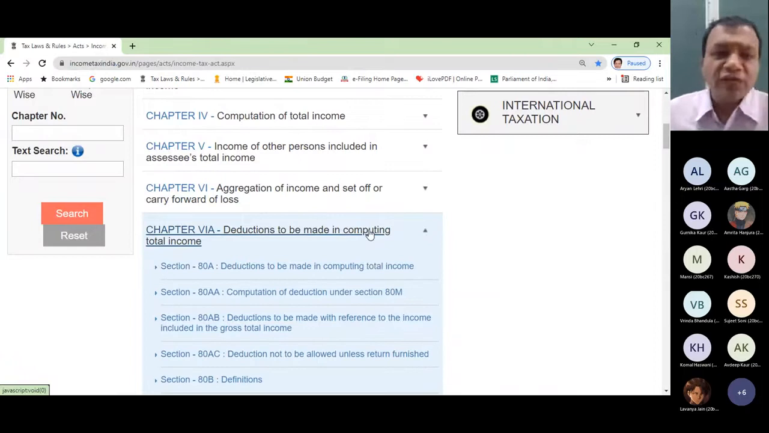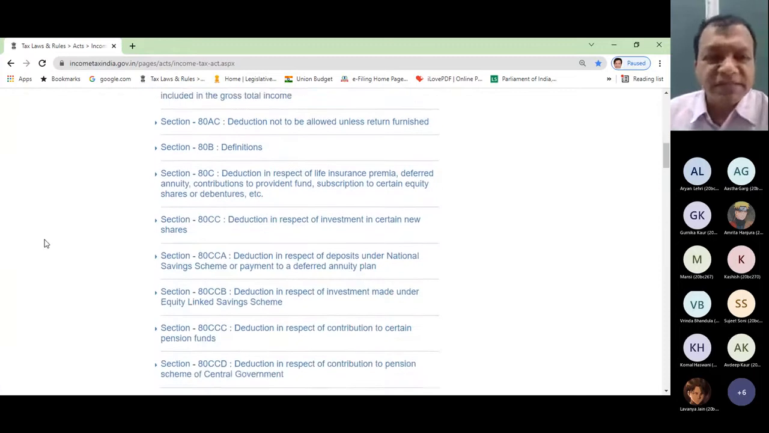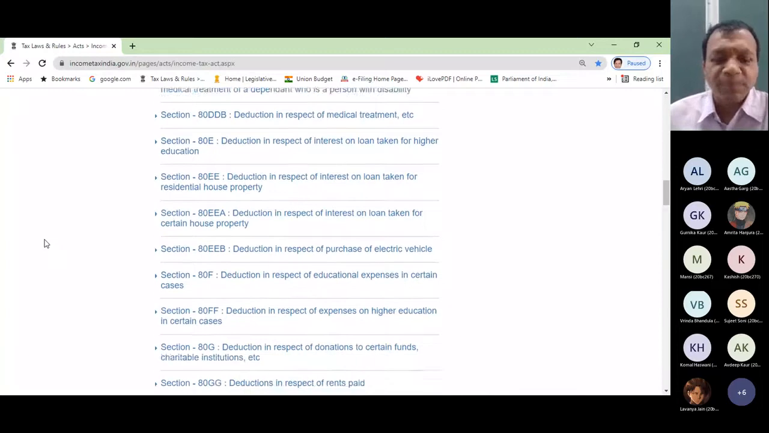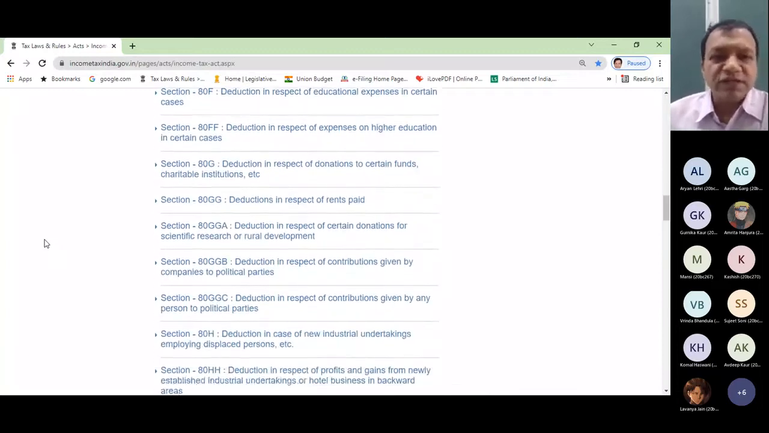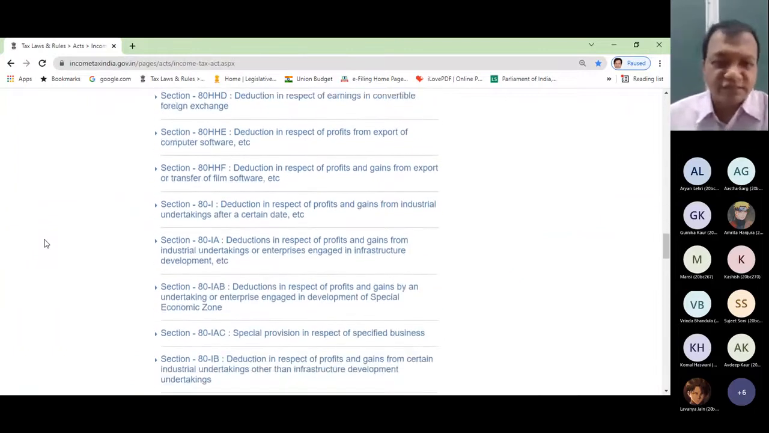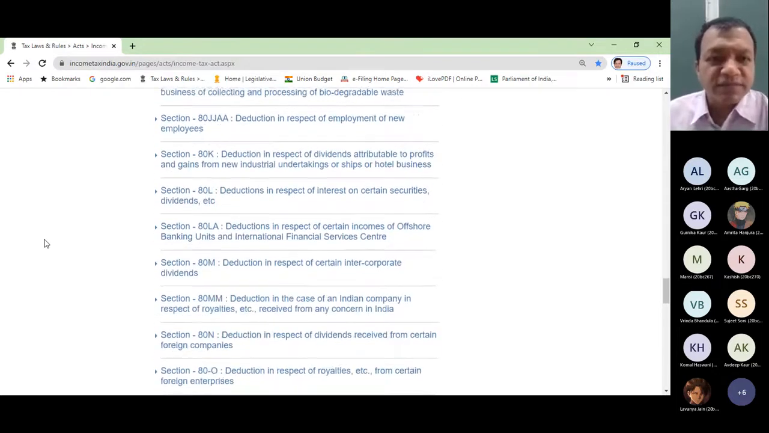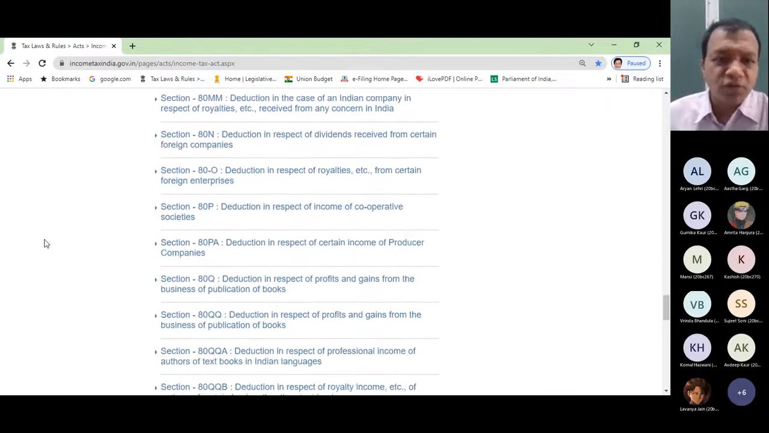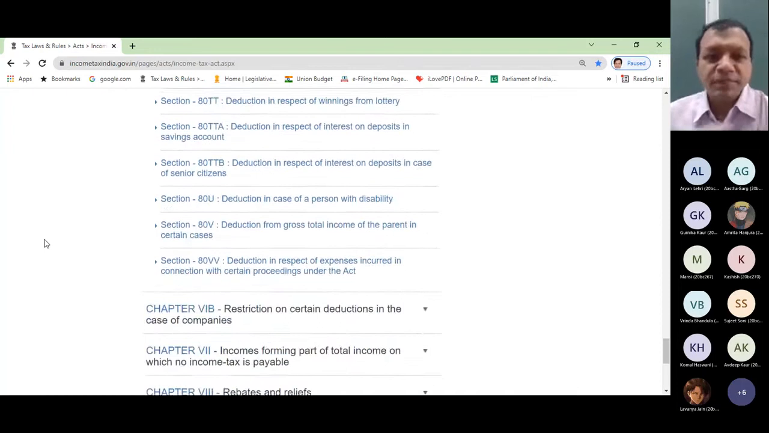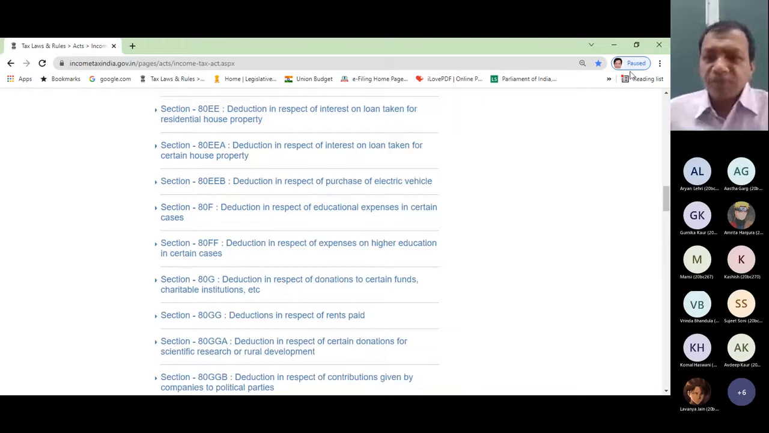Click it, and you can see there are many deductions. 80A, AA, AB, AC, B, C, CC, CCA, CCB. So many deductions of section 80 are available. F, FFG, G, H, HHA, HHB, HHBA, HHC. So many. IA, IAB, IAC, IB, JJ, AA, KL, LA. You can see the long list of these deductions. RRA, RRB, 80VV.